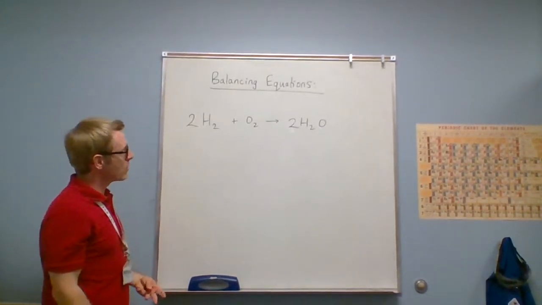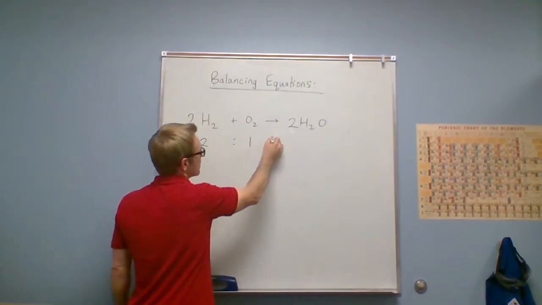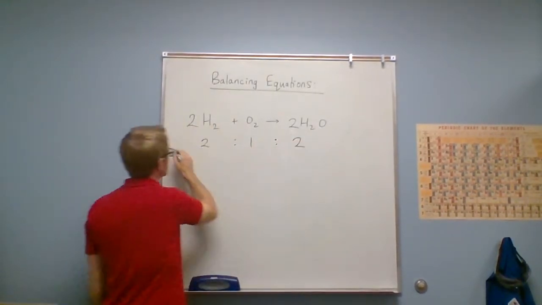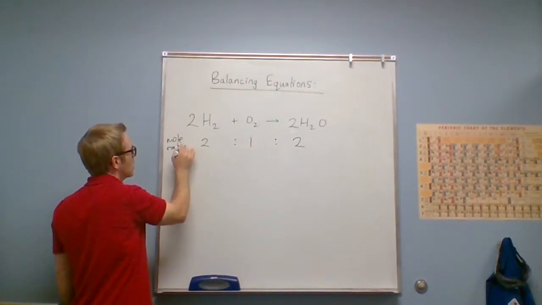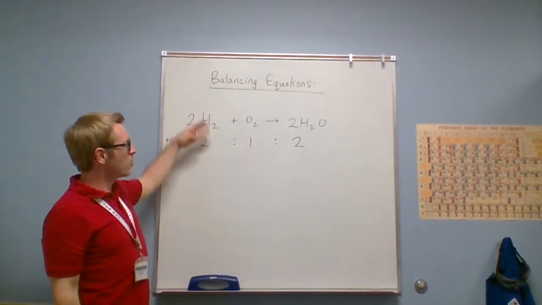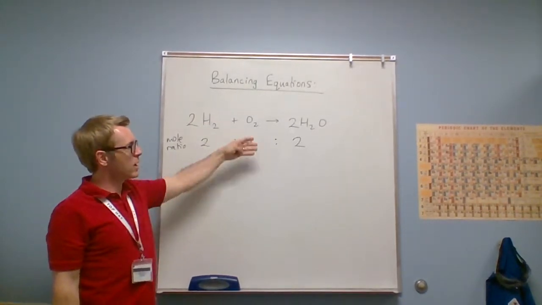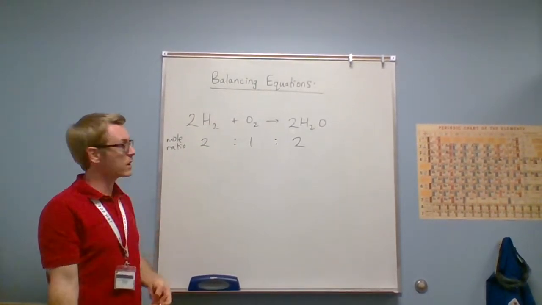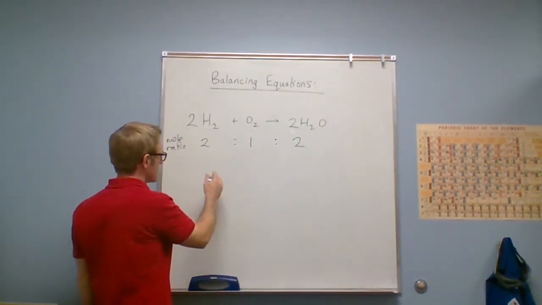I know the mole ratio is 2 to 1 to 2. So that's my mole ratio. So I know 2 moles of this, or 2 Avogadros, multiples of this, react for every 1 mole or 1 Avogadros multiple of that. What does this look like?